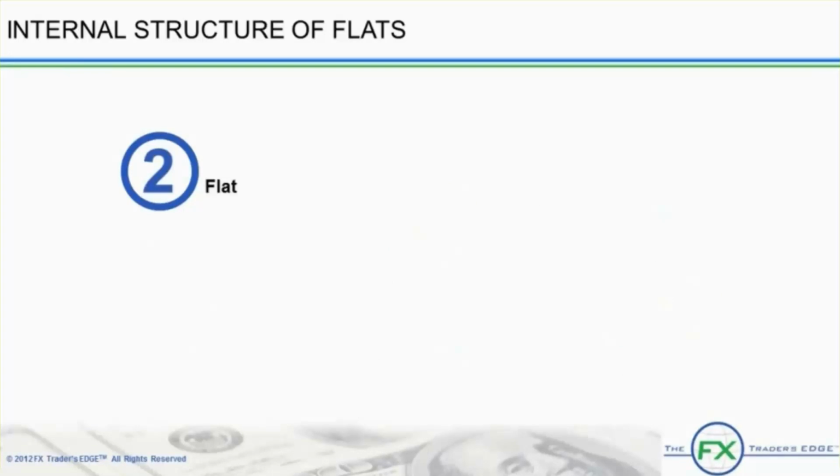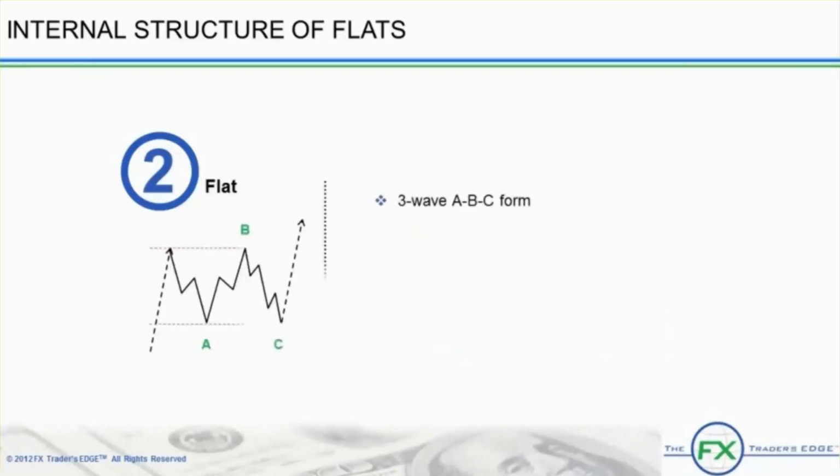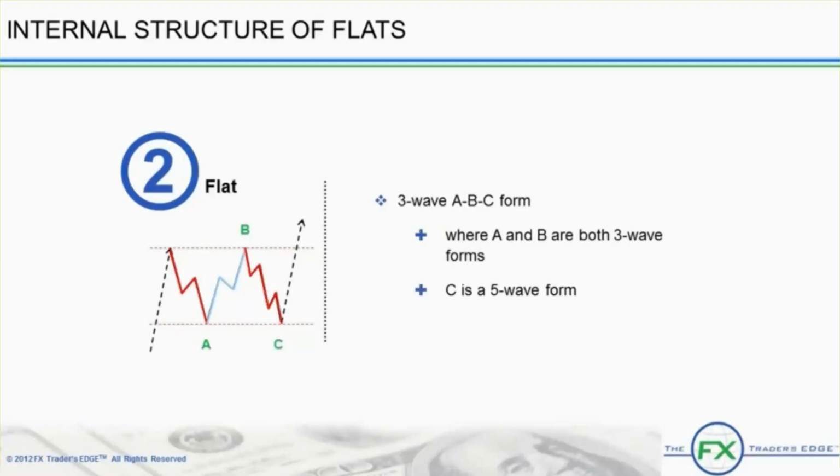Internal structure of flats. The flat has a three-wave ABC form, where A and B are both three-wave forms. C is a five-wave form. This corrective sequence trades as a corrective, corrective, impulsive sequence. Notice that the wave A in a zigzag is 5 waves, but the wave A in a flat correction is only 3 waves. The flat correction typically occurs in the wave 4 position and is more of a sideways consolidation than a sharp correction, as the market looks for more strength in the wave 5 which follows.